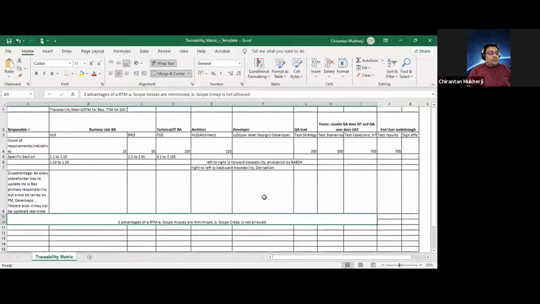So what do you mean by scope misses are minimized? That means, let's say you had one high level requirement. Every high level requirement you're going to trace to the BRD, so nothing can be missed. That is the advantage of a requirements traceability matrix: whatever was there in the original scope, you have looked at everything in the BRD. And again, from the BRD, you have looked at everything to the FSD.